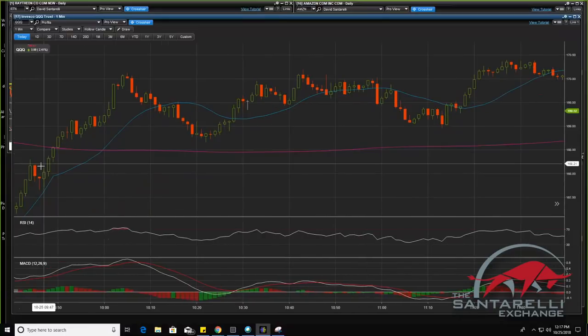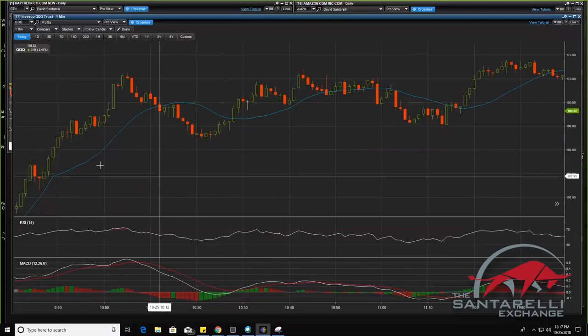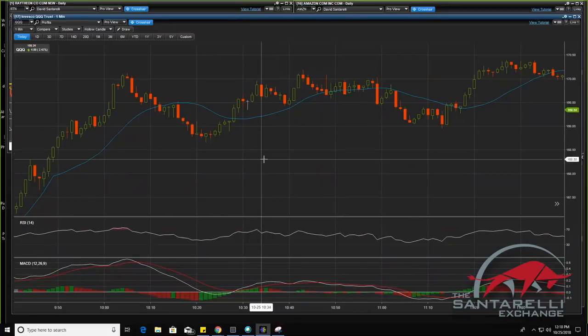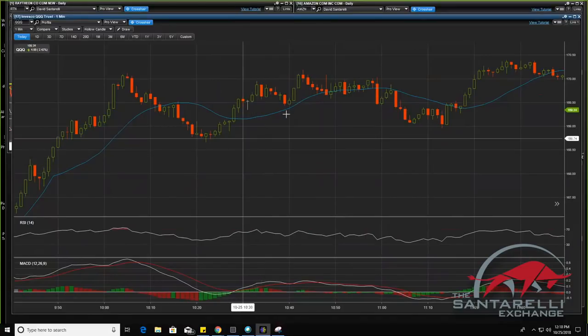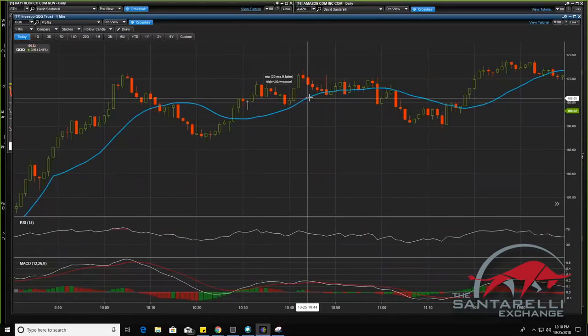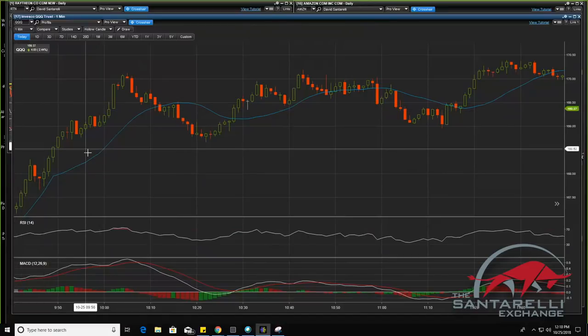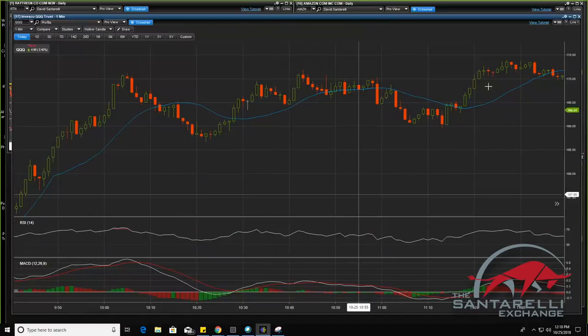So how do we capture these gains? Let's get rid of the 200. You have to understand, get rid of the things you don't need. Whatever you don't need should not be on your charts. And different sections, different strategies, different techniques, different patterns, you use different types of indicators and tools. So for this, we're using the SMAs. Right now, 20-day. Like I said, how do you capture that big move right there? How do you capture that move?